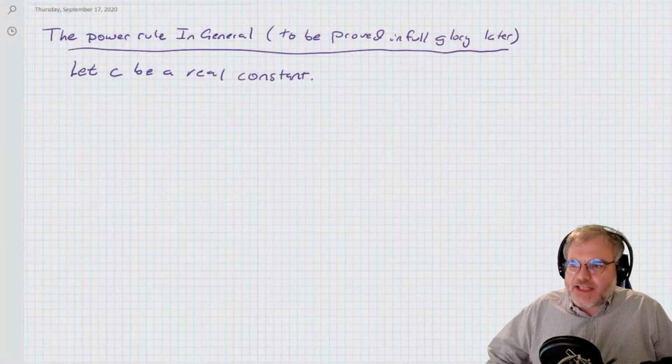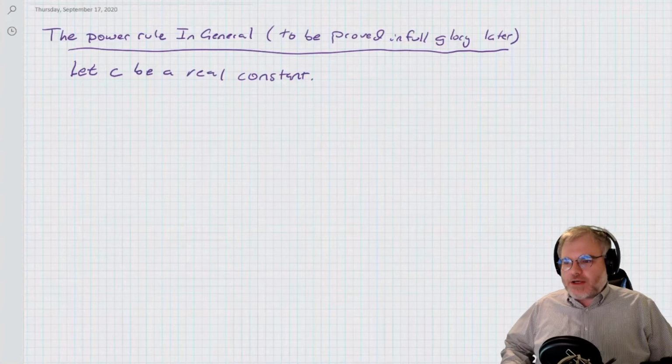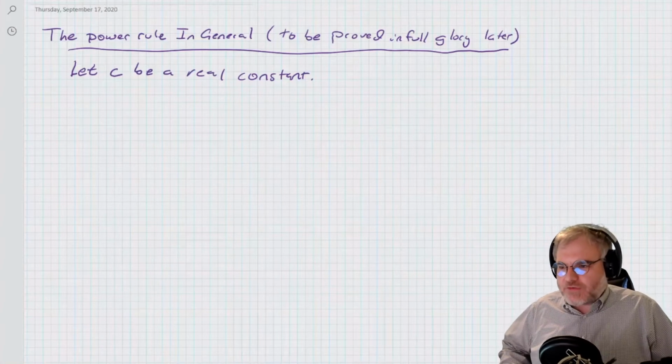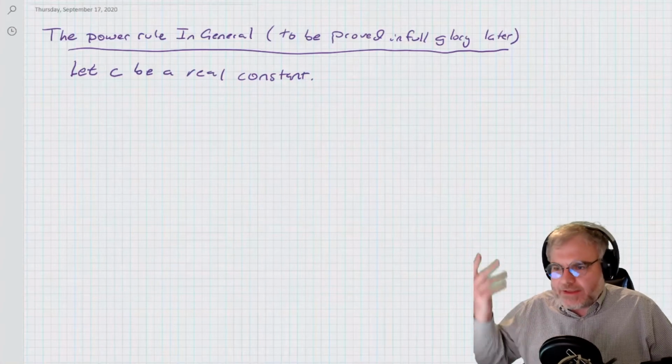Let c be a real constant. Okay? Great. Thank you, person who told me that I was doing it wrong. Yes, I was intending to have the screen behind me. I don't know why I didn't think to put it back.